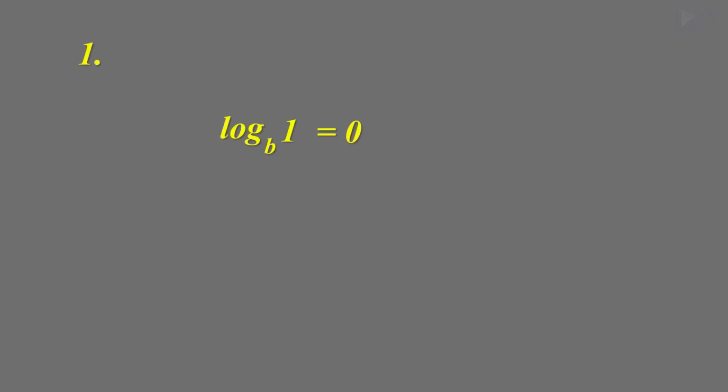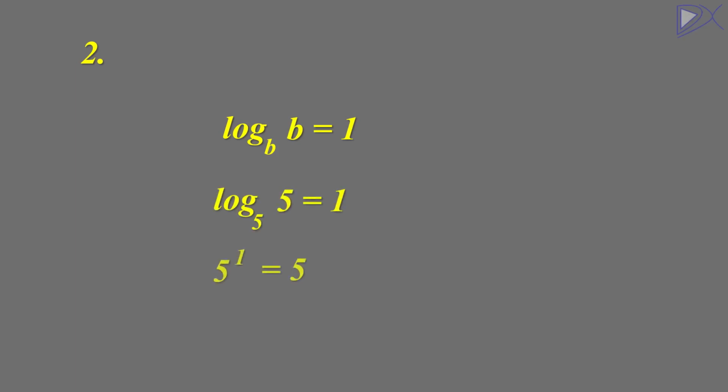The first property is log base b of 1 equals 0. Here b represents any number. As an example, log 5 of 1 equals 0, since 5 power 0 equals 1. You can use a calculator to prove it. Second property is log base b of b equals 1. An example is log 5 of 5 equals 1, since 5 power 1 equals 5.